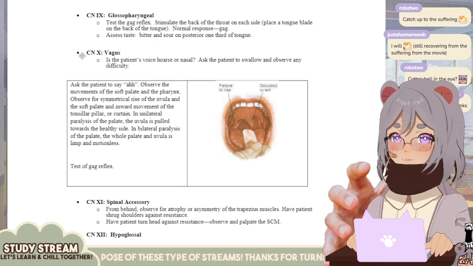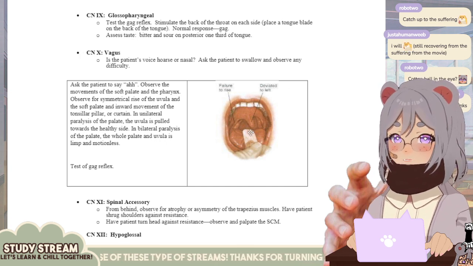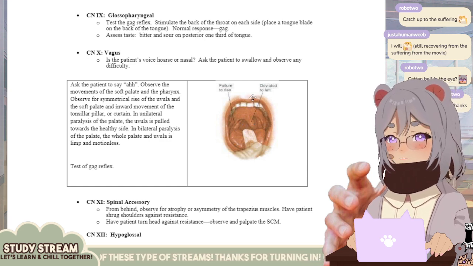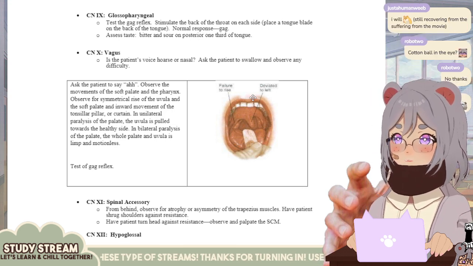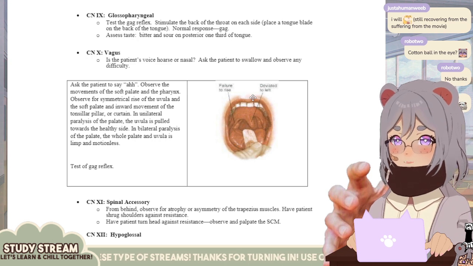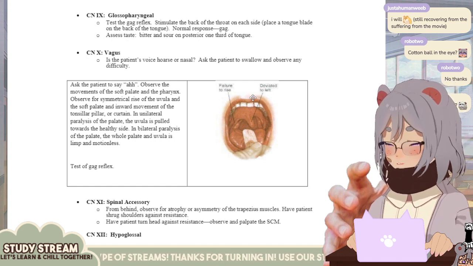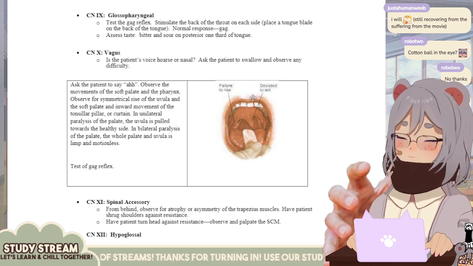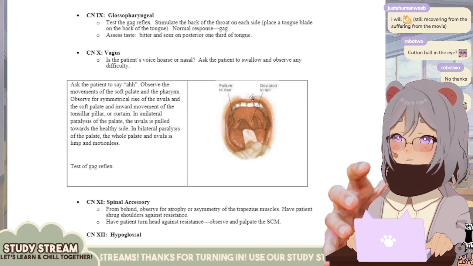For the vagus nerve, you ask the person to say ah, and you use a tongue depressor and look at their uvula. You should note the symmetry, but if it does move to one side, it's going to move towards the healthy side, so it's moving away from the unhealthy side. So if you had a vagus nerve issue on the left side, when the patient says ah, you would note that their uvula is going towards the right. No, there will be tuning fork tests.